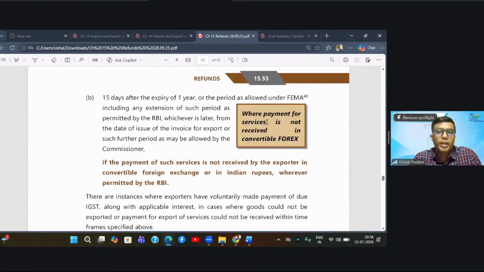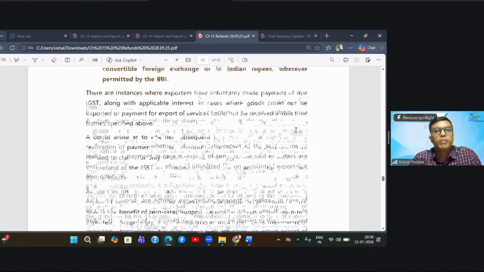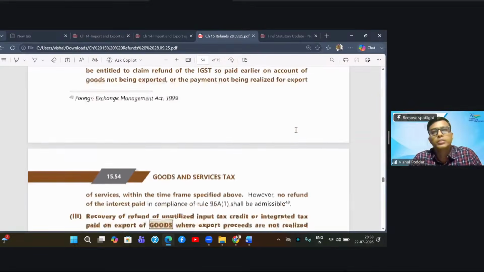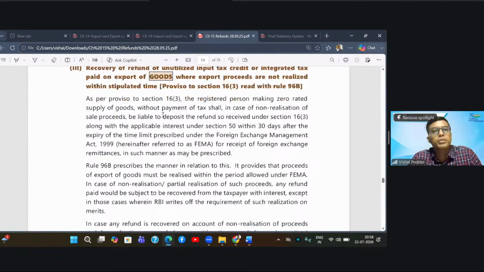Further, in case of export of services, if you are not able to receive the payment in convertible foreign exchange, again in such cases, the refund will not be allowed to you because these are the basic conditions subject to which the refund has been made available. Next, recovery of refund of unutilized input tax credit or IGST paid on export of goods where export proceeds are not realized within the stipulated time. Now, students, here you should know the stipulated time means the time as prescribed by FEMA.